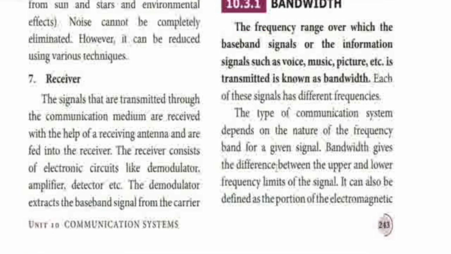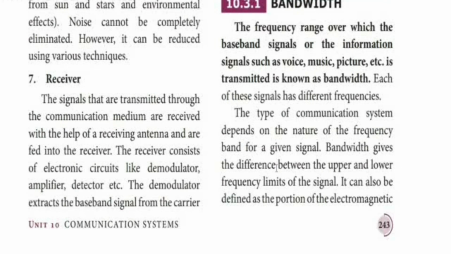Next one is bandwidth. Bandwidth means the frequency range. The signal is transmitted from the starting frequency, for example, 10 Hz up to 100 Hz. That frequency range is the baseband signal, that is voice, music, picture, like that. So it is transmitted. That frequency range is called the bandwidth.